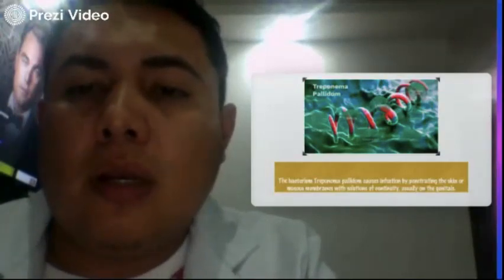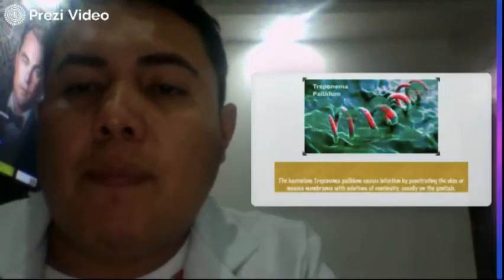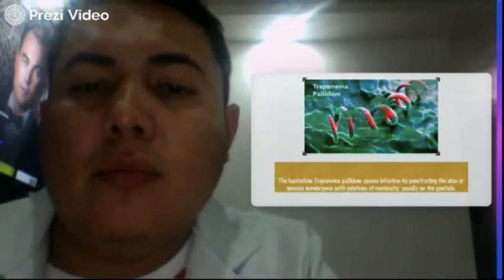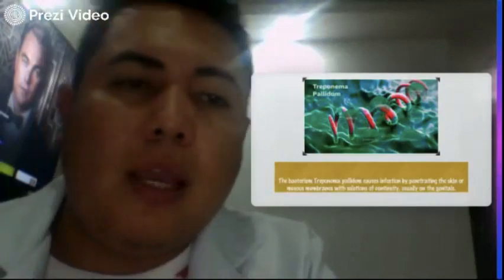For example, the bacterium Treponema pallidum causes infection by penetrating the skin or mucous membranes of the genitals.